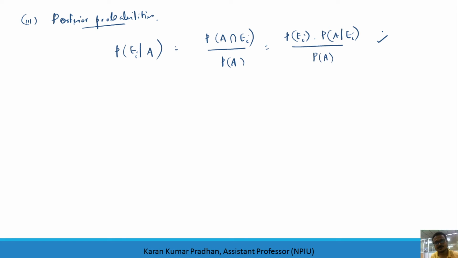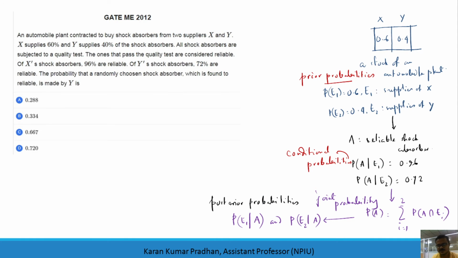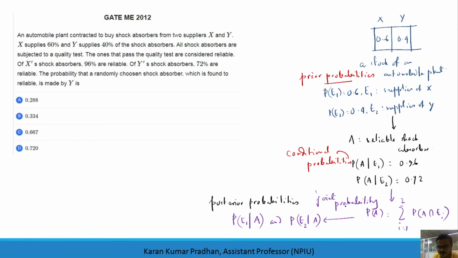So now let us solve the problem that I have shown you. I think that is clear for you. You can pause it and look at that. So for the prior probability we have this, and we are supposed to find here the probability of A, whatever I have explained there.